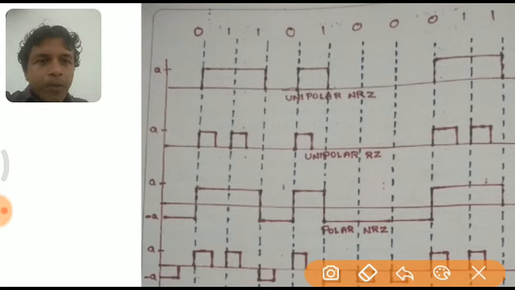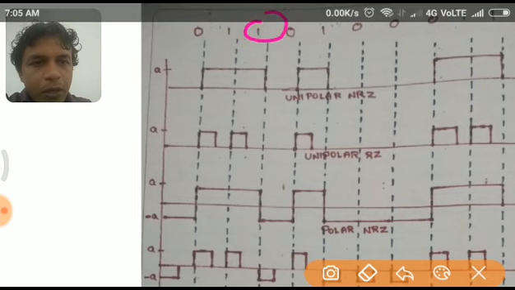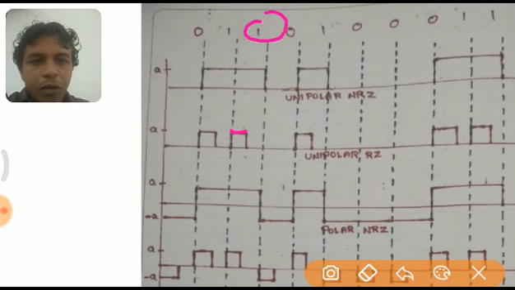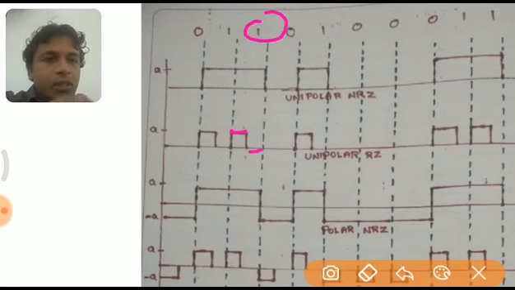That is the meaning. Again when the bit value is 1, it is represented by an amplitude level of A volt for half of the bit duration, and for the remaining half of the bit duration, it is at 0. So this is unipolar return to 0.